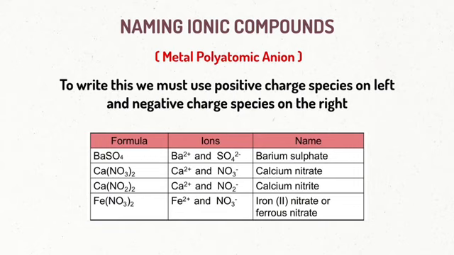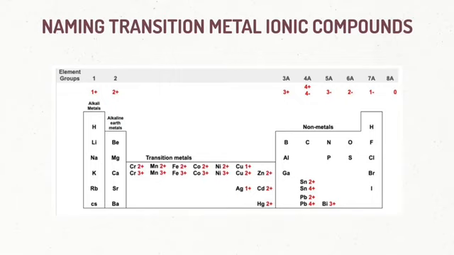If the metal is a transition metal, we must also specify its charge. Unlike group 1 or 2 metals, transition metals can have multiple possible charges. Looking at our periodic table, you can see that iron, Fe, can be 2+ or 3+, while copper, Cu, can be 1+ or 2+. Because of this variability, we cannot name them by the element name alone.